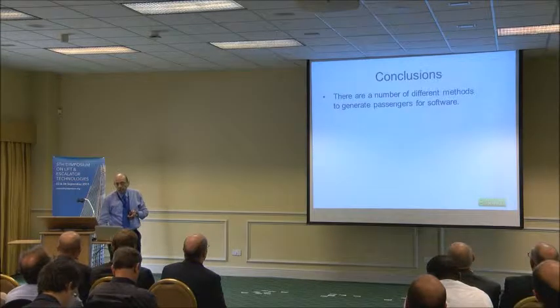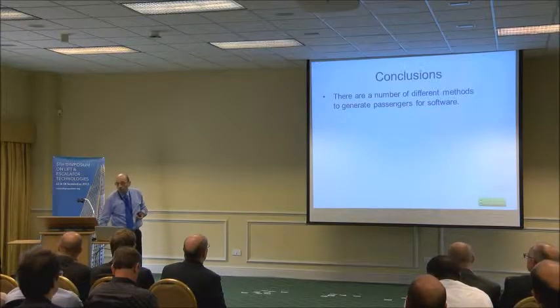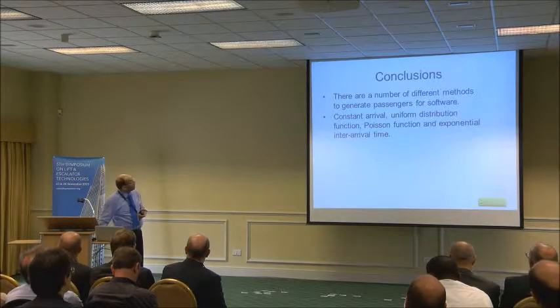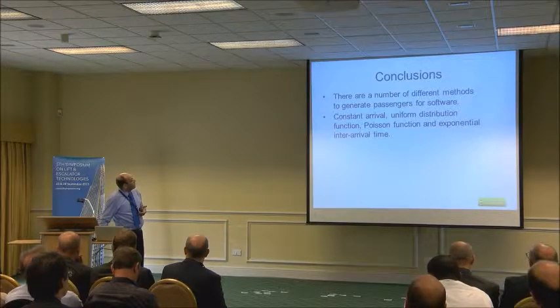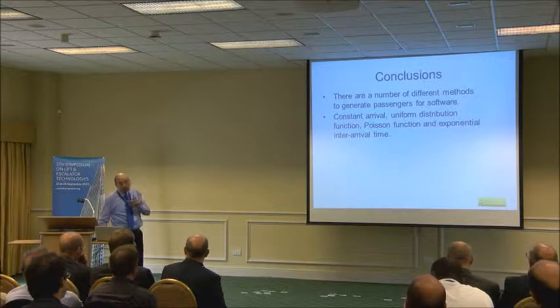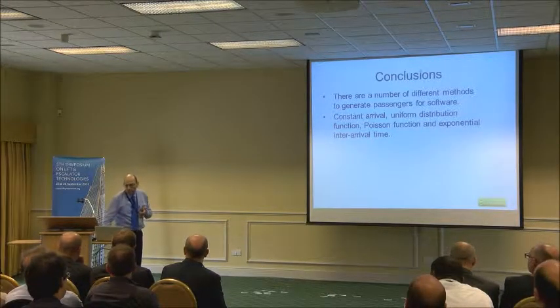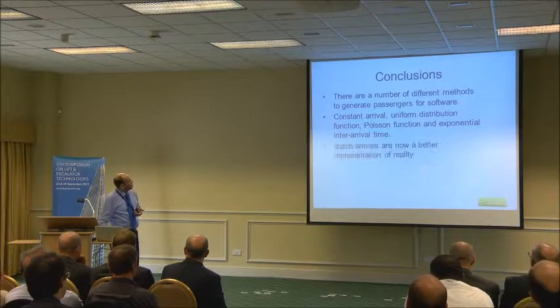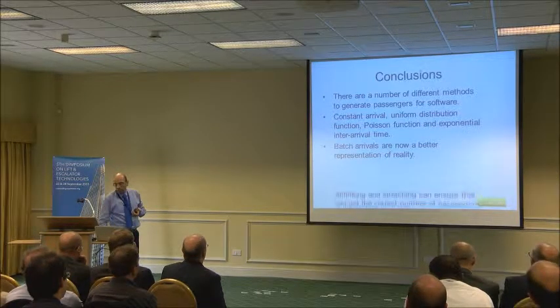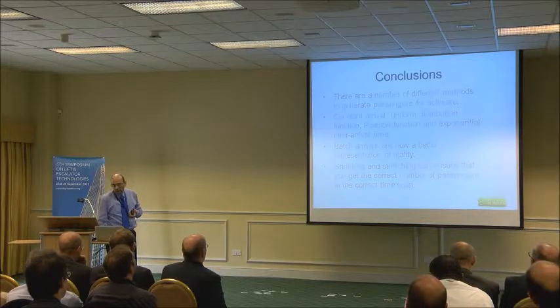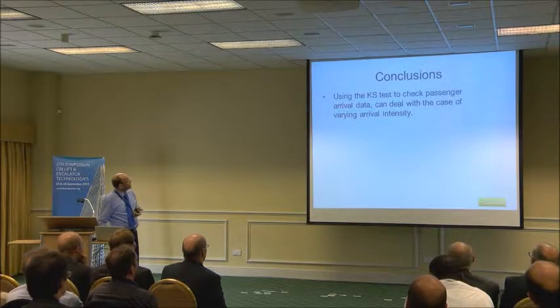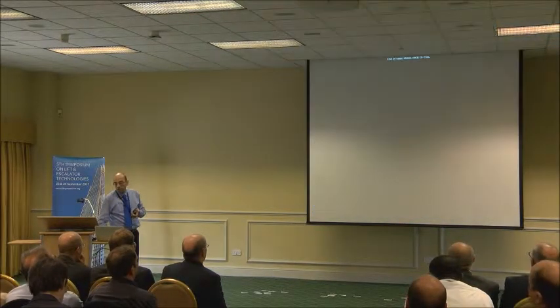So to conclude, there are a number of different methods for generating passengers in software. You can use constant, uniform, Poisson, exponential, and also the method that Richard mentioned in Elevate. Batch arrivals now are much better representation of reality. I talked about shrinking, and I've talked about the KS test to check the hypothesis.